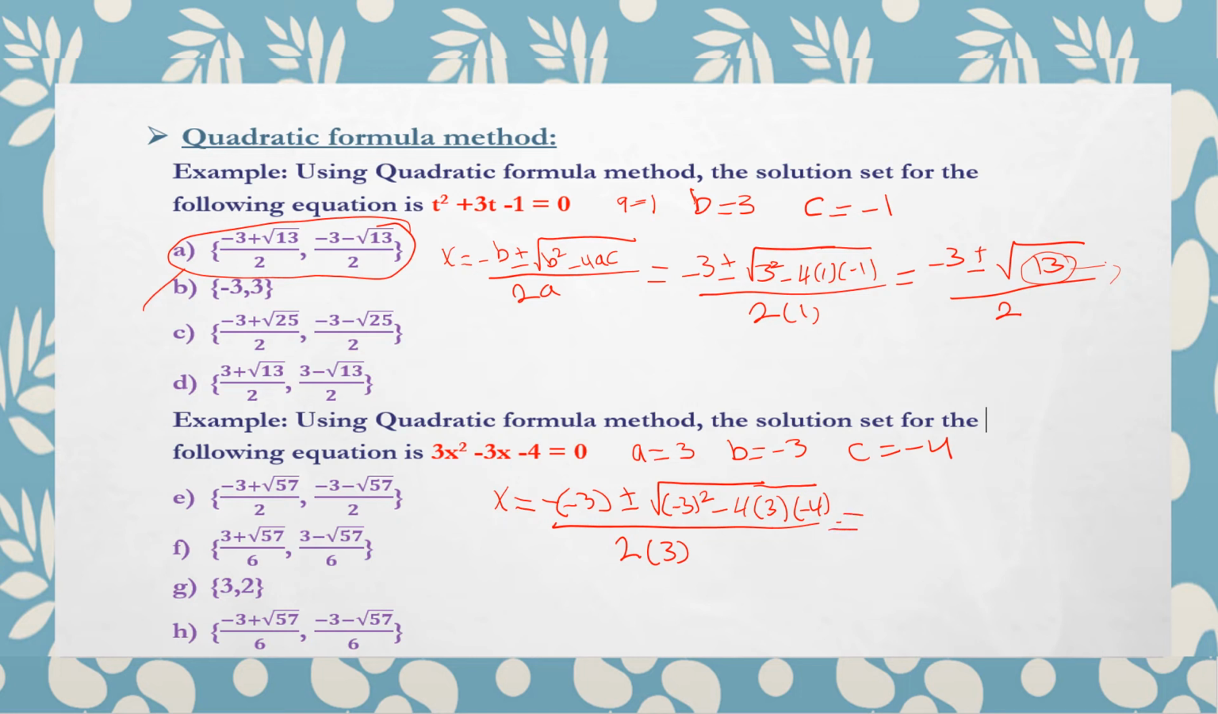And this would equal 3 plus or minus square root of 9 plus 48 over 6. And this equals 3 plus or minus square root of 57 over 6. So the solution set would be 3 plus square root of 57 over 6 and 3 minus square root of 57 over 6. And the correct answer is F.